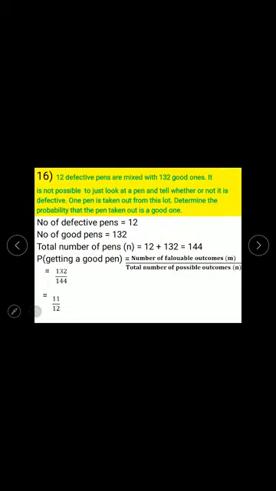Let us look at the next question, question number 16. 12 defective pens are accidentally mixed with 132 good pens. So how many defective pens? 12. How many good pens? 132. These two types of pens are mixed together. That means the total will be 144. So the total number of possible outcomes is 144. Find the probability of getting a good pen.